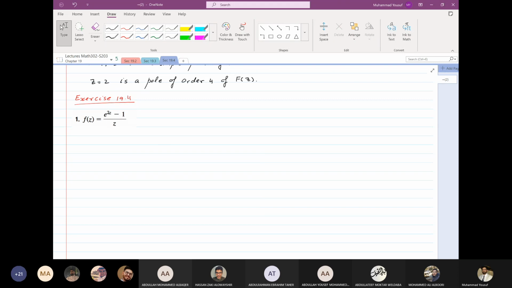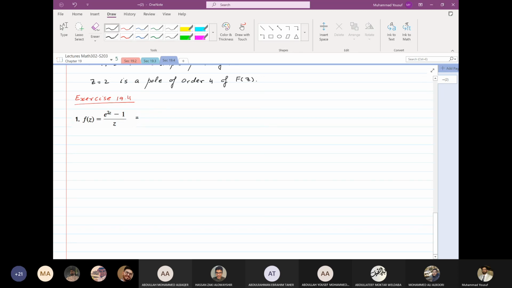You are seeing question number 1, e power 2z minus 1. Now e power 2z, when we replace z equal to 0, we get 0 over 0. So, and we can also look at this.